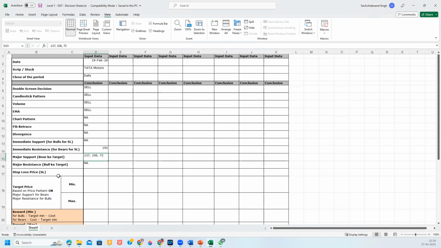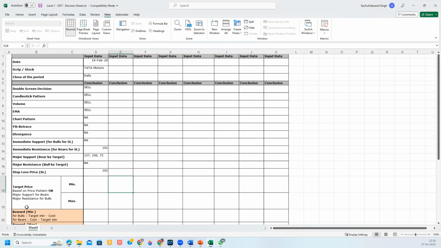Major resistance is not applicable. Then the stop loss price. So the stop loss price, here we have already identified, is 192. So whatever the trading system, whatever value of stop loss we can put, we got that value. Now the target. The target depends on these three conditions: the price pattern, or major support for bears and major resistance for bulls. We don't have any chart pattern. The chart pattern is not applicable.